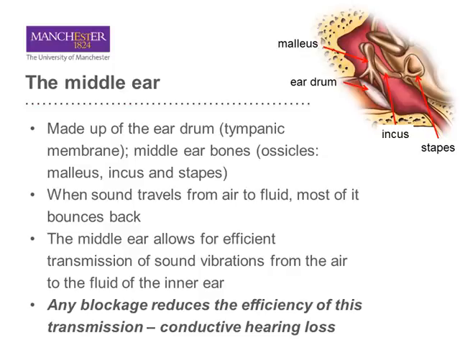The middle ear, which is made up of the eardrum, the tympanic membrane, and middle ear bones, or ossicles, the malleus, incus and stapes, allows for efficient transmission of the sound vibrations from air to the fluid of the inner ear. Any blockage or break in the ossicular chain will reduce the efficiency of this transmission and result in a conductive hearing loss.